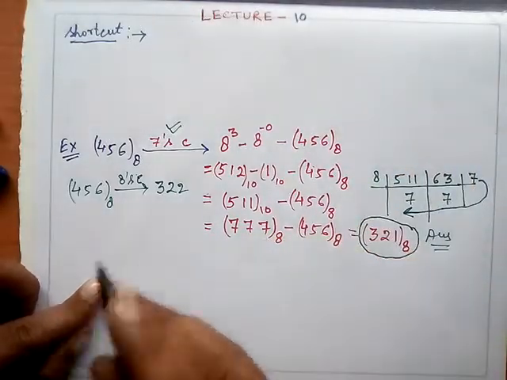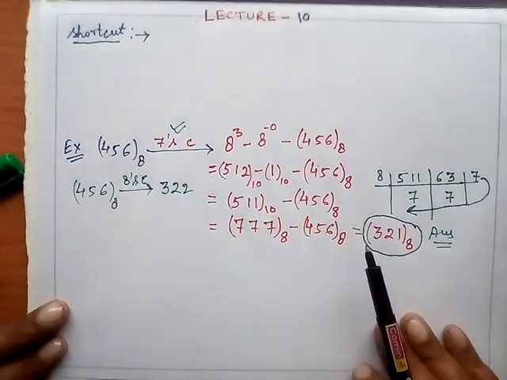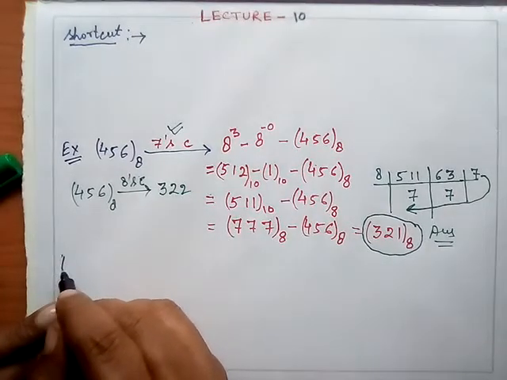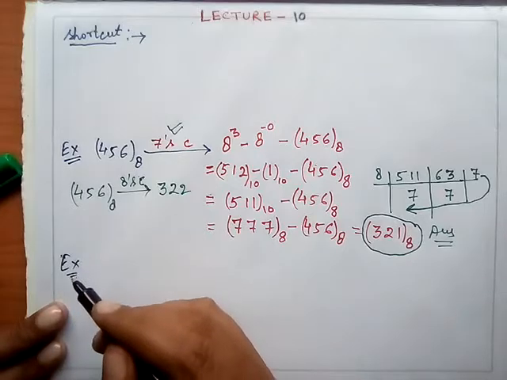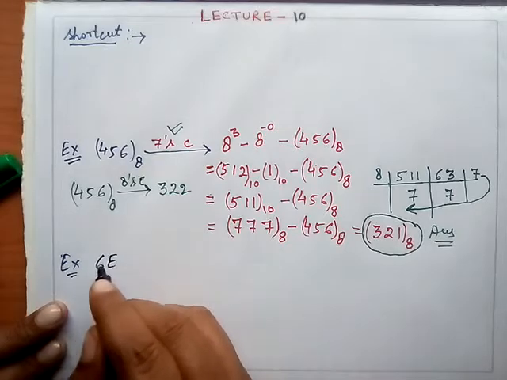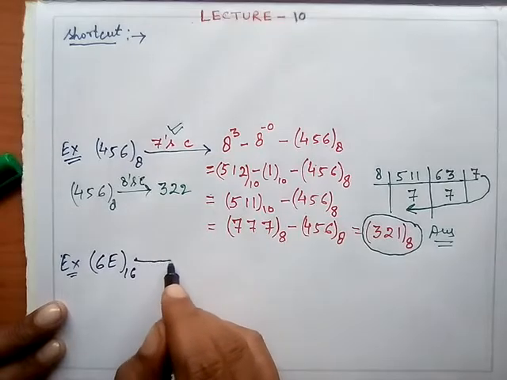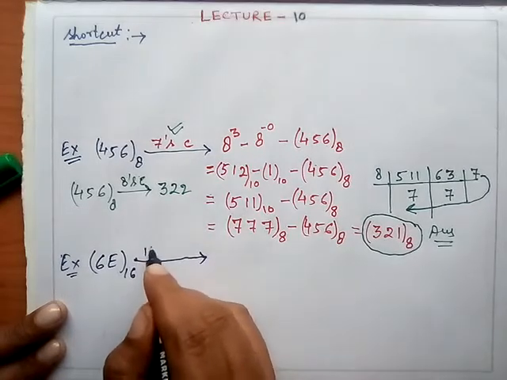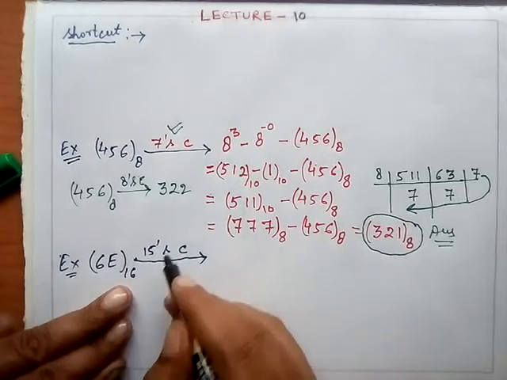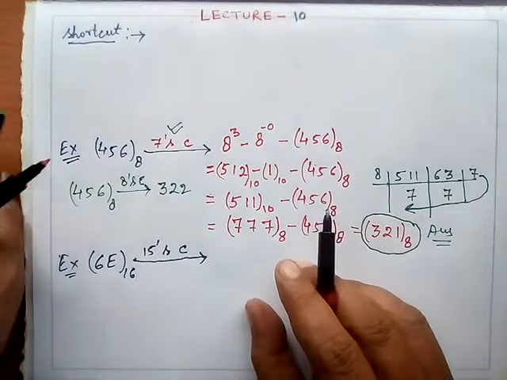Let's take one more example. Let's take a hexadecimal number here. Suppose you have a number which is 6e. This number is in base 16, and I say find the 15's complement of this. Of course, the 16's complement we will also find. So let's find out the 15's complement, written 15's c for complement.